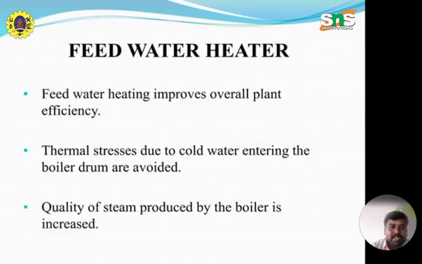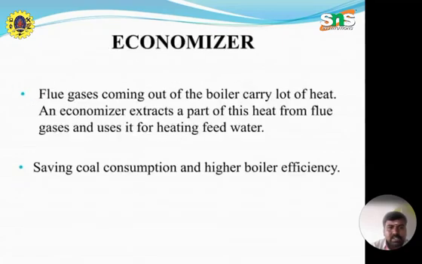Then feed water heater: feed water heating improves the overall plant efficiency. Thermal stresses due to cold water entering the boiler drum are avoided. Quality of the steam produced by the boiler is increased. Economizer: the flue gases coming out of the boiler carry a lot of heat. An economizer extracts part of this heat from the flue gases and uses it for heating the feed water, saving coal consumption and giving higher boiler efficiency.